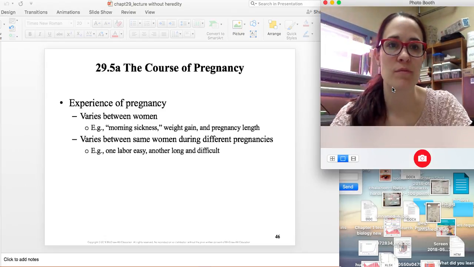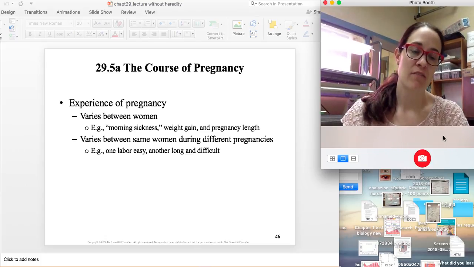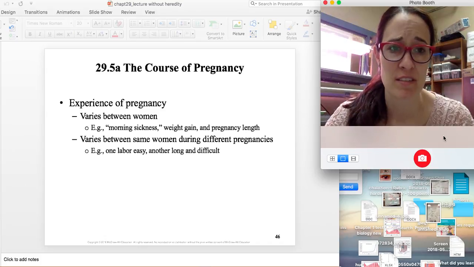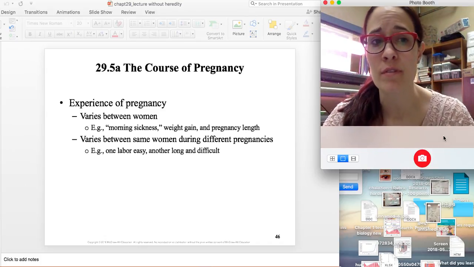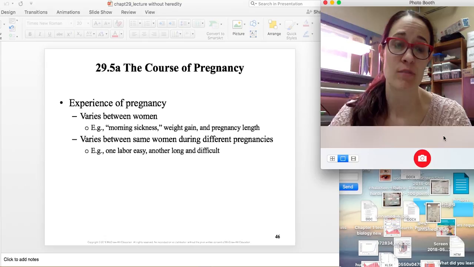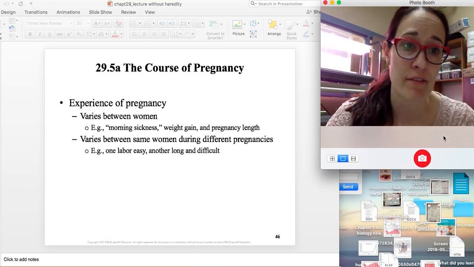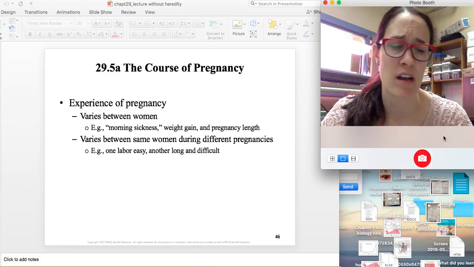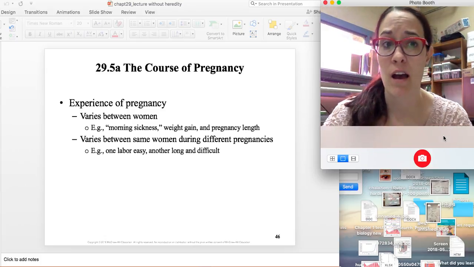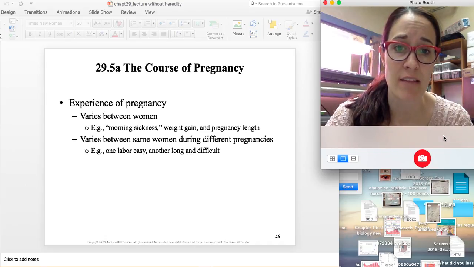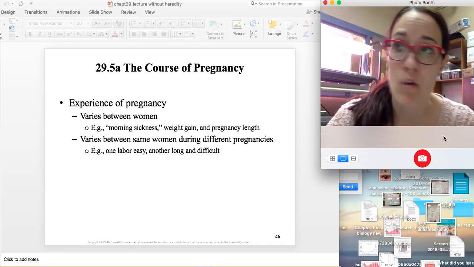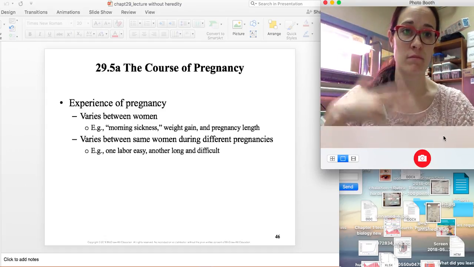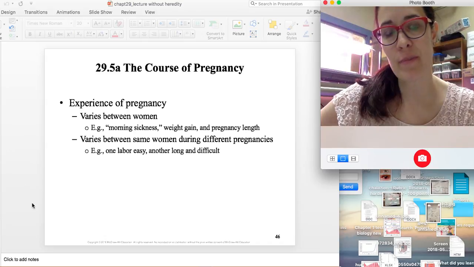Pregnancy can vary from woman to woman. I've heard some women say that pregnancy was just a joy the whole time through. I've heard other women say it was the hardest 9 months of their life physically. So it does vary. It varies whether or not people get morning sickness, whether they gain weight or how much they gain, and the length of pregnancy, when they go into labor, essentially. And even the same woman, I've had 3 pregnancies, all 3 have been different.